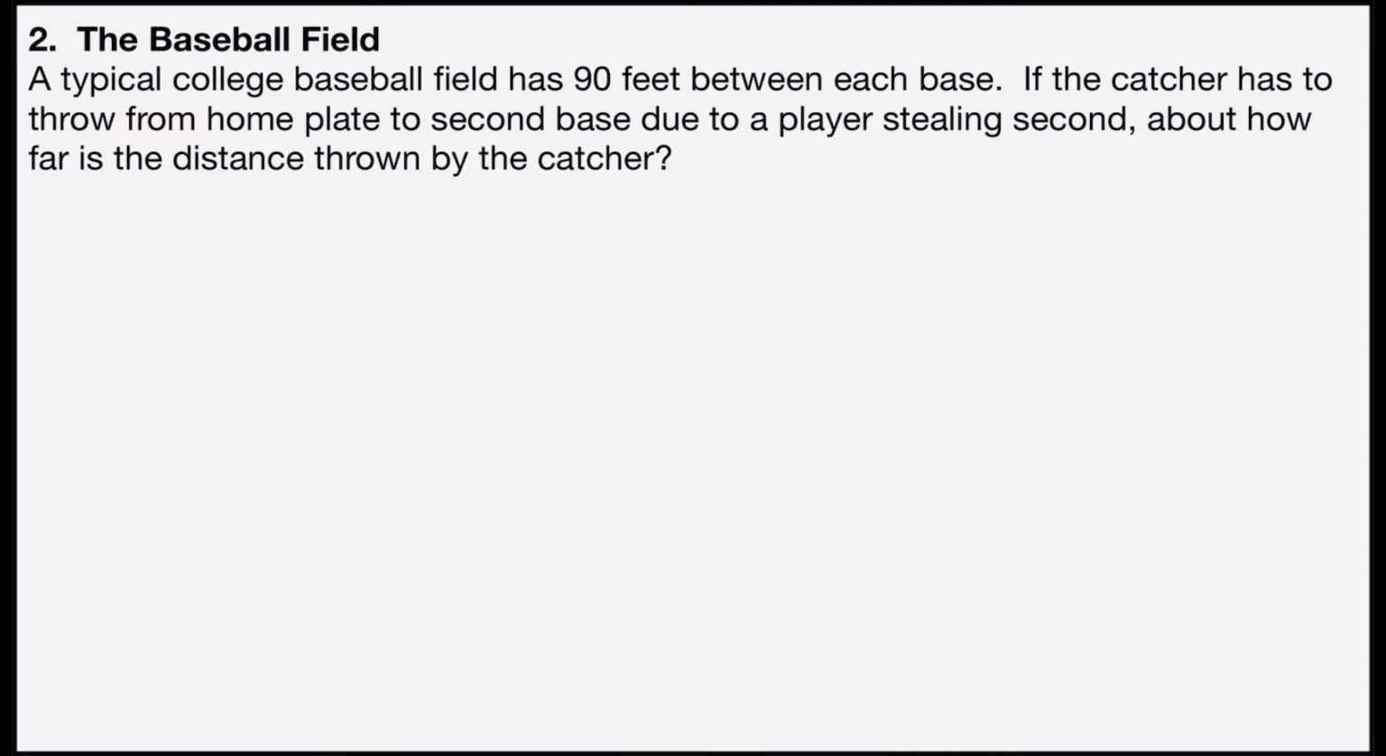So we can draw a diagram to represent this situation. We have the distance from home plate to first base, and then we have the distance from first base to second base, and both of those are 90 feet. And then we have the distance between home plate and second, which is the hypotenuse of the right triangle, and that's the distance that we're looking for.